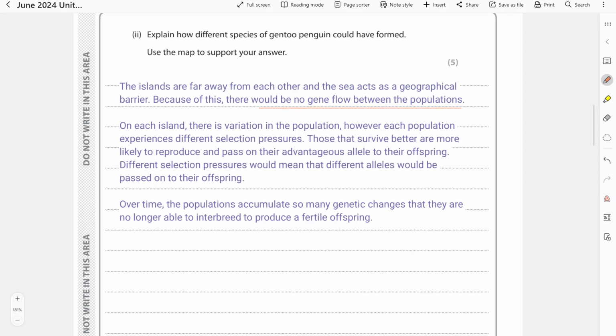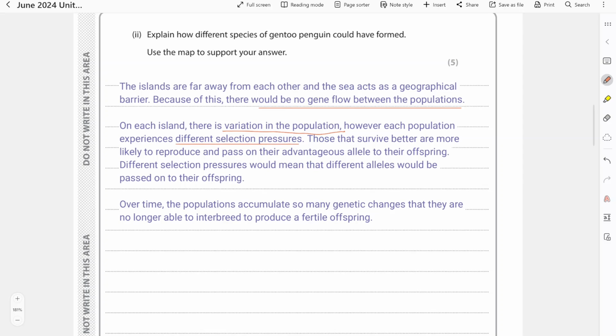Now, whenever we talk about natural selection, we have to mention that there is variation in the population, meaning that you have, in this case, for example, let's say you have penguins of different sizes, penguins of different fur color perhaps, or different patterns on their fur, or different body masses. So there needs to be variation, because if everyone was exactly the same, then they would all have the same survival rate. So we need to mention that there is variation between the population, and each population experiences different selection pressures. And you can also give an example there. So that's 3 marks so far.